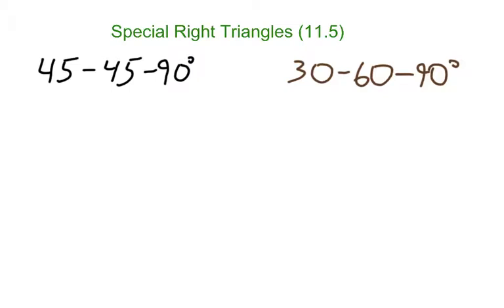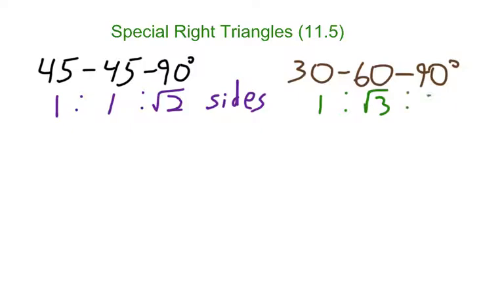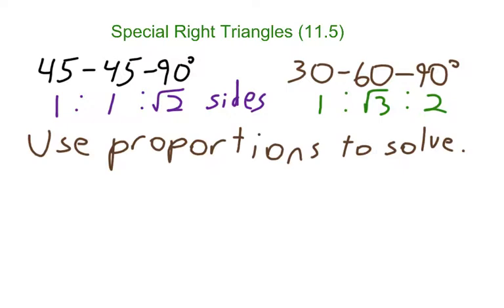Alright, there are two types of special right triangles where we can use some really quick proportions as shortcuts to find the missing sides. One of those is a 45-45-90 triangle. The relationship for the sides is 1 to 1 to square root of 2. And for a 30-60-90 triangle, the relationship is 1 to square root of 3 to 2. And we're going to use proportions to solve. And that's really the key here.